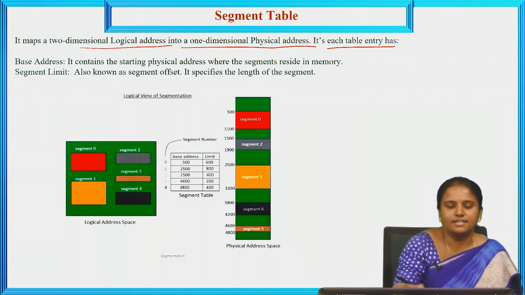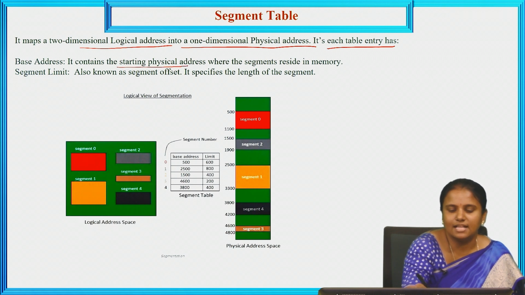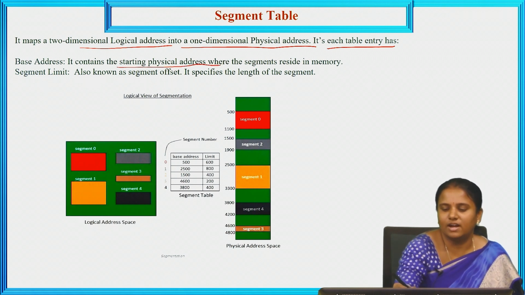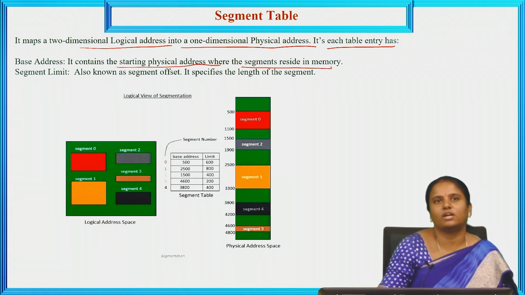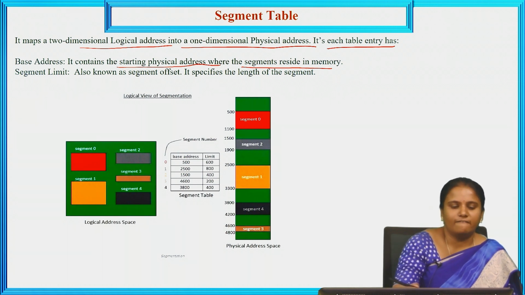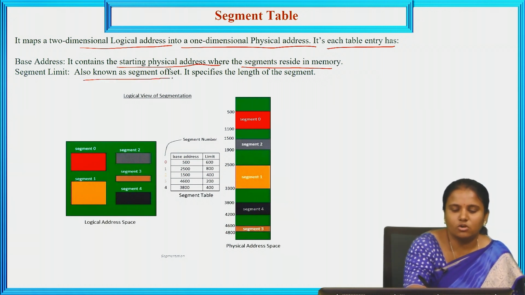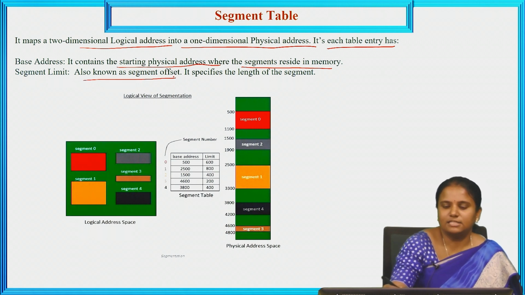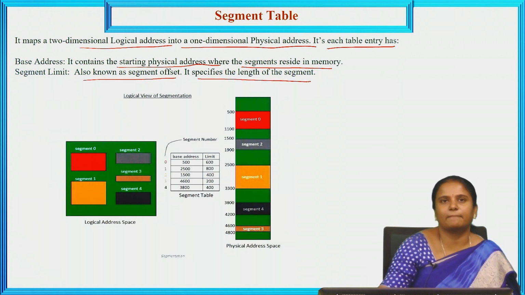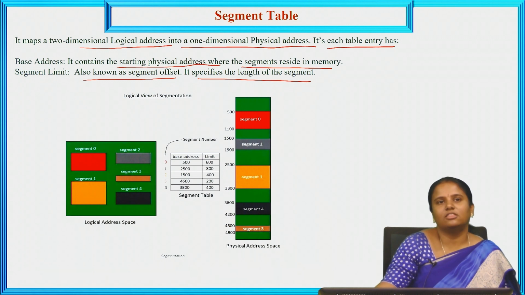The base address contains the starting physical address where the segments reside in memory. Whereas the segment limit, also known as segment offset, specifies the length of the segment.